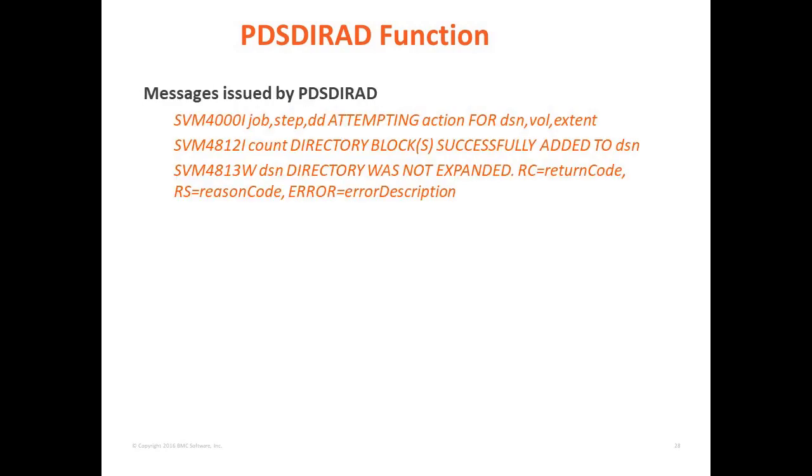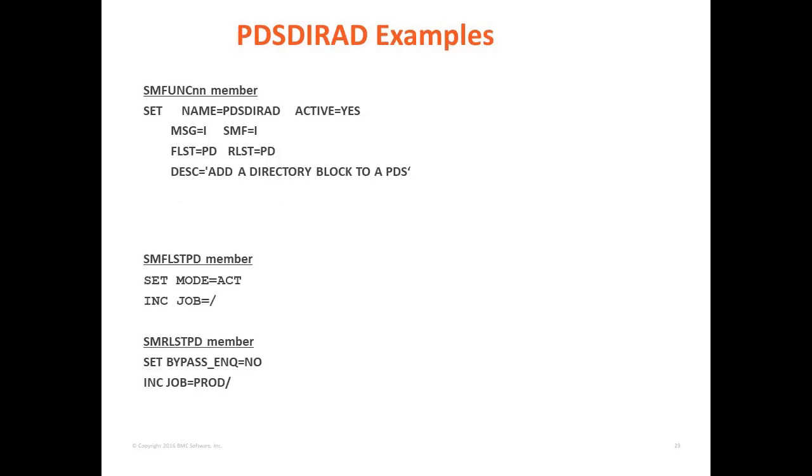As with most other allocation messages, the SVM 4000I message is displayed first, which states the attempted action. For the PDSDIRAD, there will be one of two messages that follow, one if successful, one if unsuccessful. An example of the PDSDIRAD function. All jobs considered for the recovery action are in the FLST. However, in the RList, only jobs that start with prod will be recovered, and only if there's no ENQ on the dataset. The default is no, yet for documentation purposes, we code the parameter.